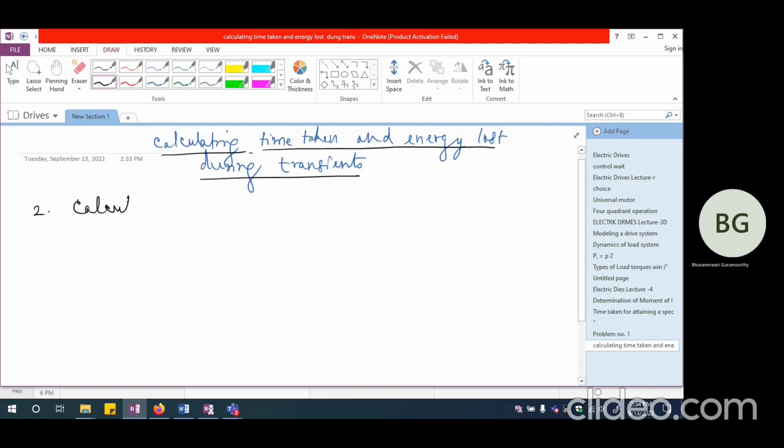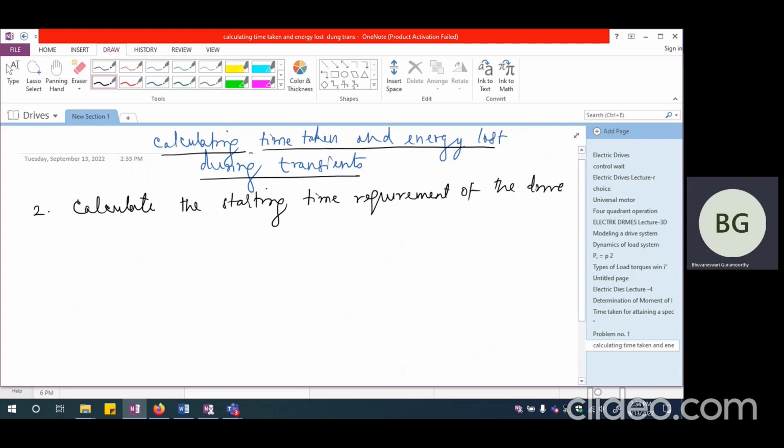Calculate the starting time requirement of the drive whose TE, electromagnetic torque, is given by the equation 15 plus 0.5 omega m, and load torque is given by the equation 5 plus 0.6 omega m, and moment of inertia of the entire system is given by 10 kg meter square.